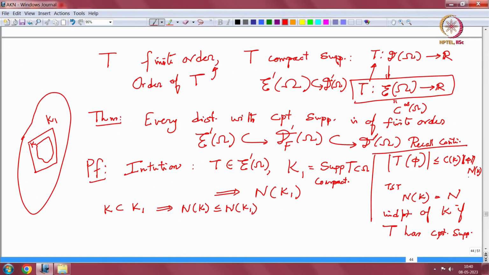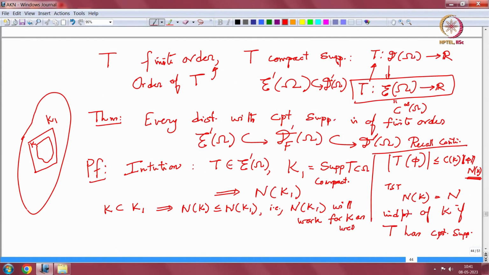The reason is that nK is the number of derivatives needed. So, if you have bigger and bigger sets, it is possible that you may need more and more derivatives to estimate, but if the compact set is smaller and smaller, you do not need it. So that means nK1 will work, because if nK1 is bigger, nK1 will work for K as well. That is very immediate from the continuities.